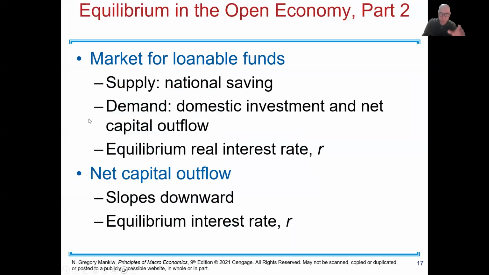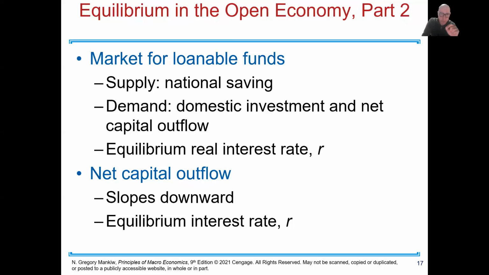Looking at the market for loanable funds, the supply, which is the savings, equals investment, which comes from demand, plus the net capital outflow. So the market for the supply is the national savings, the demand comes from the investment and the net capital outflow, based off the formula.